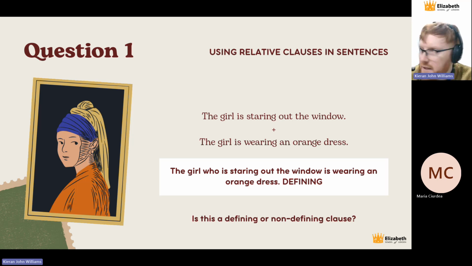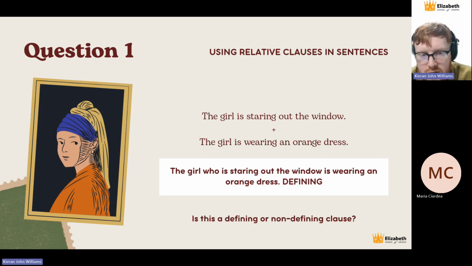And if you have a look at this sentence, the girl who is staring out of the window, there are probably many girls, but we are talking about this one specific girl. So this makes it a defining relative clause. Also, there are no commas. So that tells us again, it is a defining relative clause.